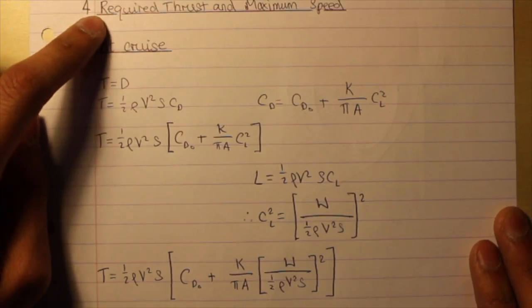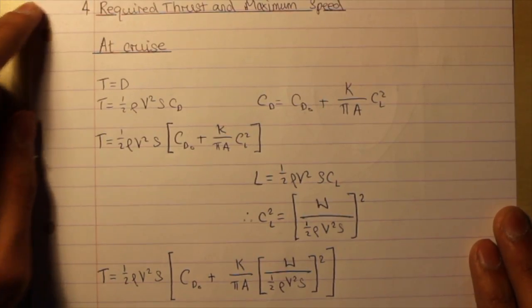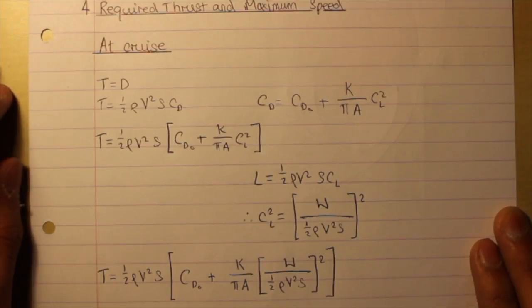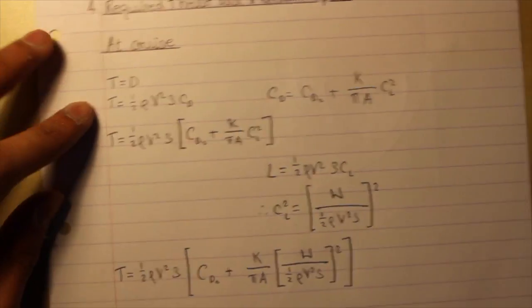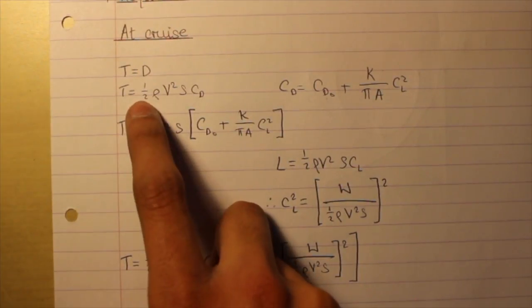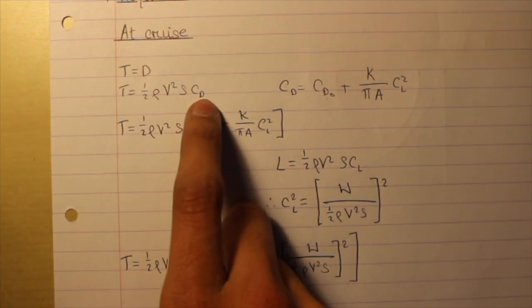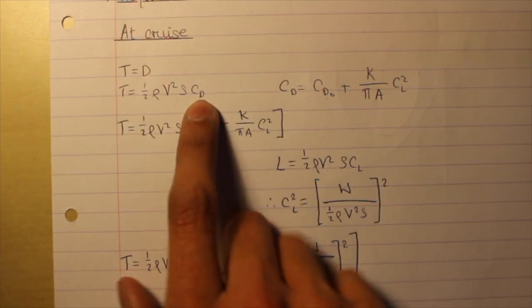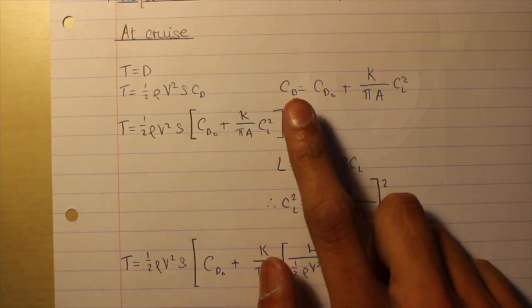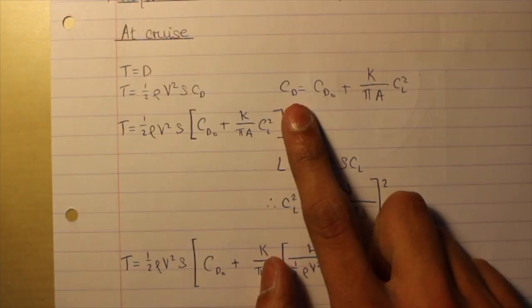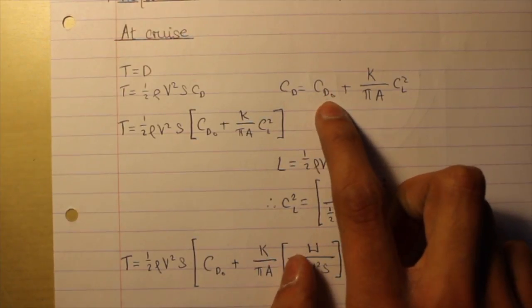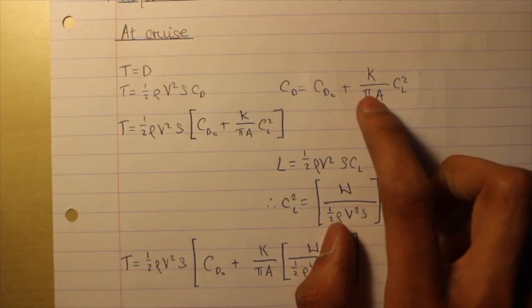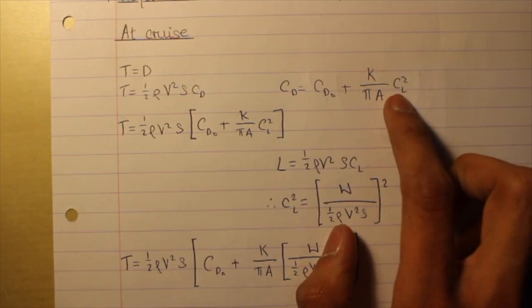Number 4, the required thrust and maximum speed. First we have to look at it at cruise, and at cruise the thrust is going to be equal to the drag. So the thrust is equal to half rho v squared S CD, CD being our coefficient of drag. And our coefficient of drag at low speeds, so subsonic speeds, is going to be equal to CD naught plus K over pi A CL squared.